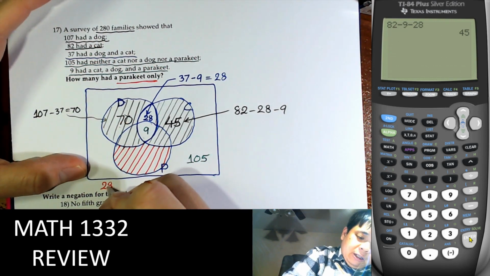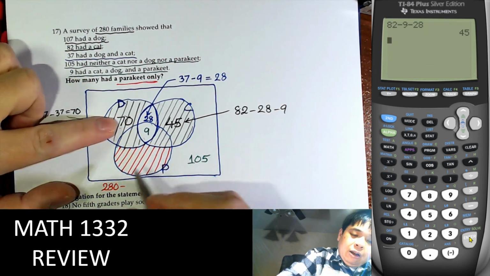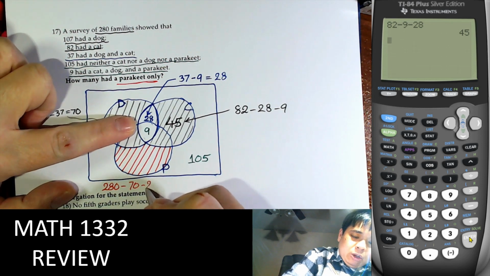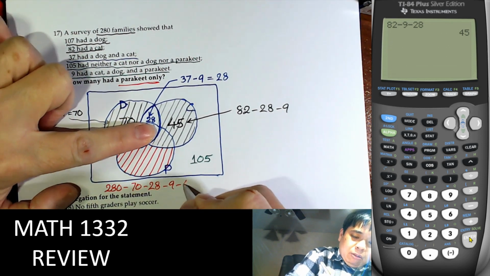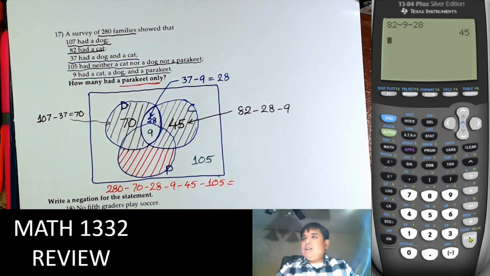So 280 minus 70 minus 28 minus 9 minus 45 and minus 105. So do all of that. That's what we get.